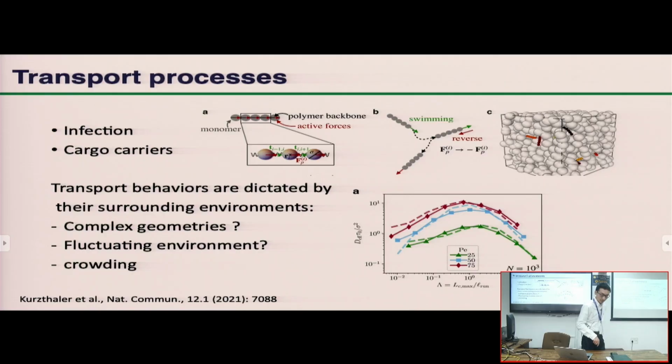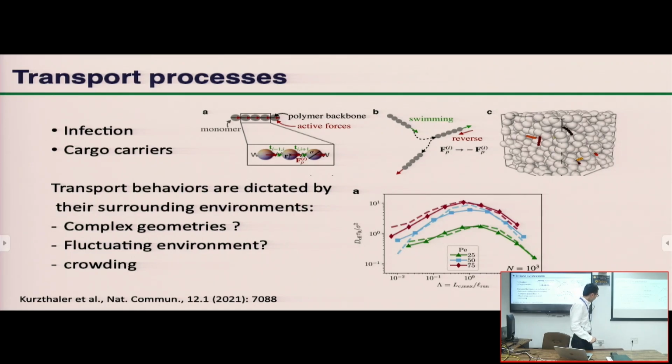What is being plotted here is diffusivity as a function of a comparison of length scales. There are two length scales. One is the size of these swimmers. The other is the size of the empty space in the porous medium. So there's an optimum diffusivity that you have depending on the geometry. Okay, this is simulations.